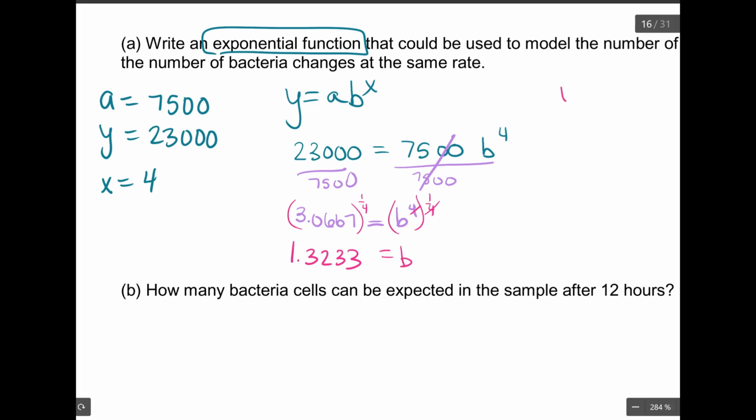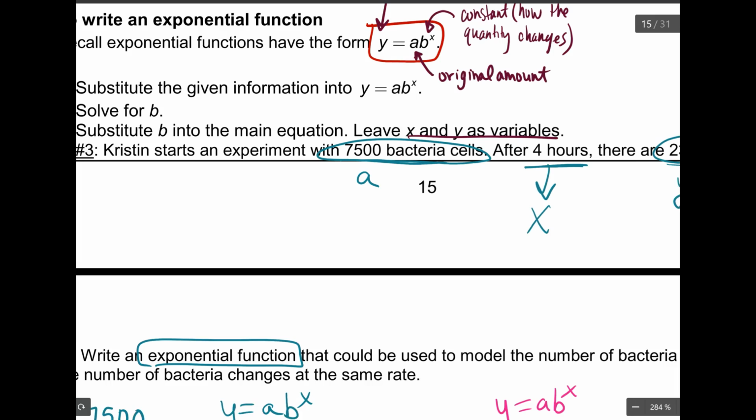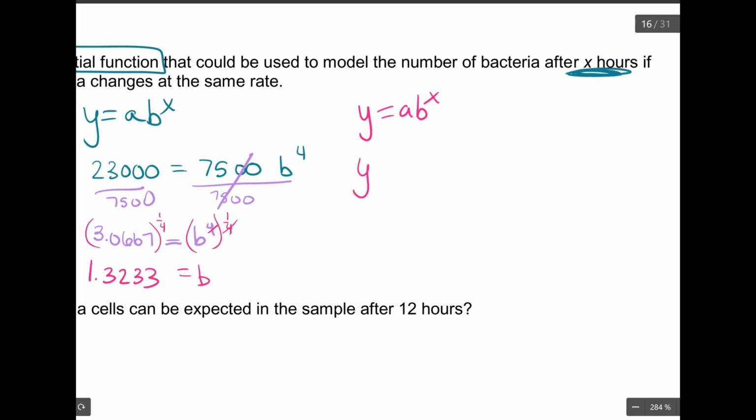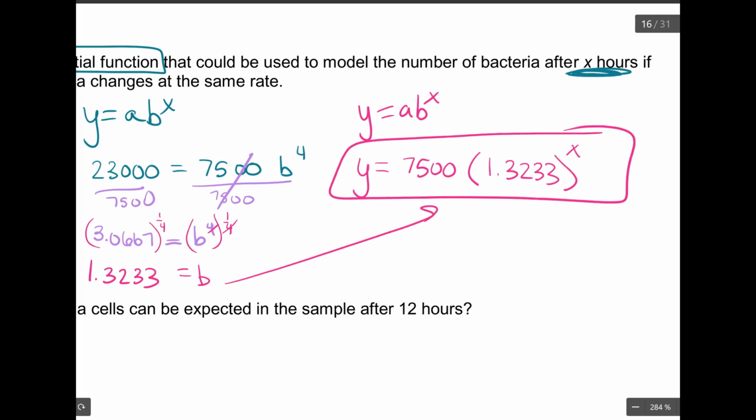All right, so I have Y is equal to A times B to the X power. This X power is only hooked to the B base. That's how I was allowed to divide by that A. So what I'm really trying to do is write an exponential function. I have my B value now, and it said leave X and Y as variables, so I'm going to leave X and Y alone. I have Y is equal to A, which was 7,500, times B, which I found, 1.3233 to the X power. Now I have this exponential equation.